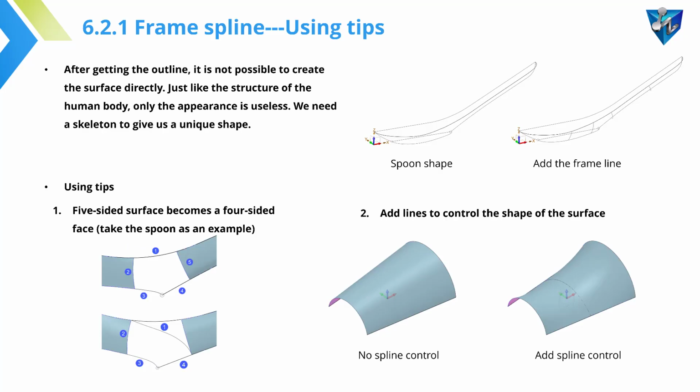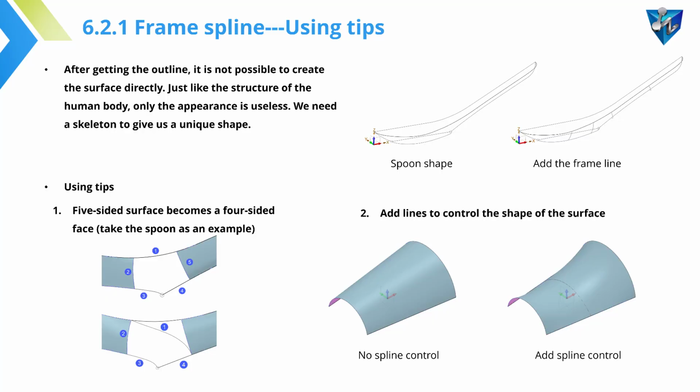I will start with the frame spline. The frame spline is like the skeleton of the human body. Only having the appearance is useless. We can create the unique shape with the skeleton. The same as the surface creation. After we get the outline, we need to create the surface after creating the frame splines.